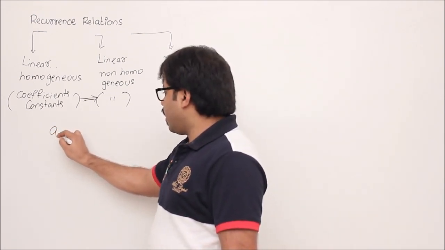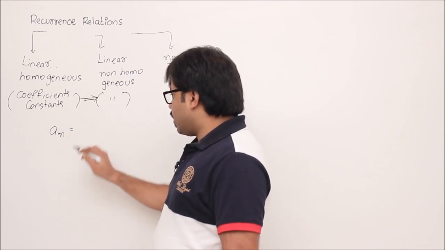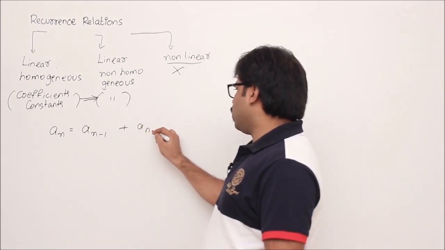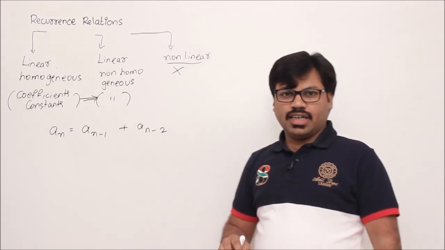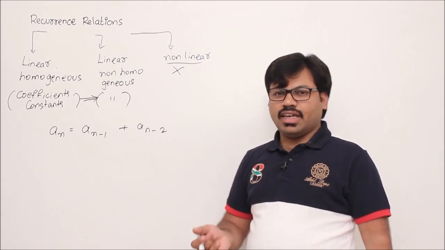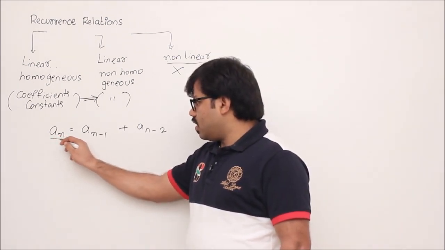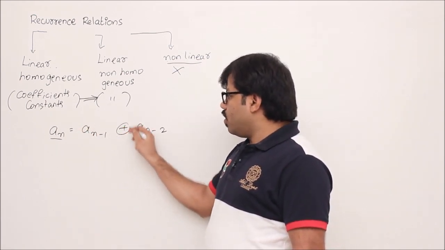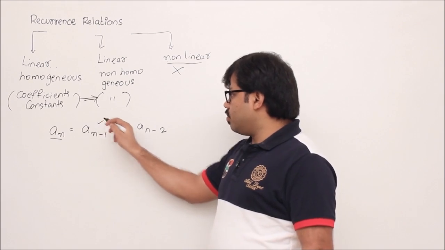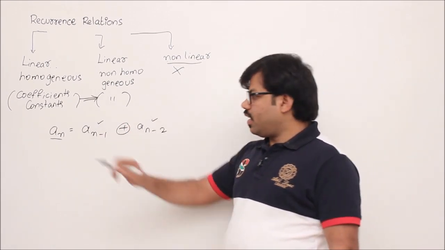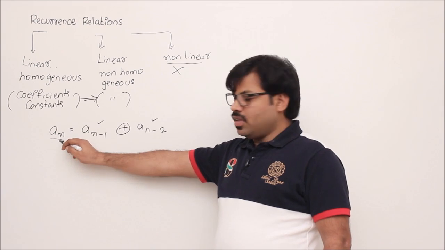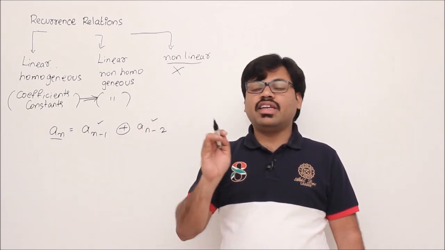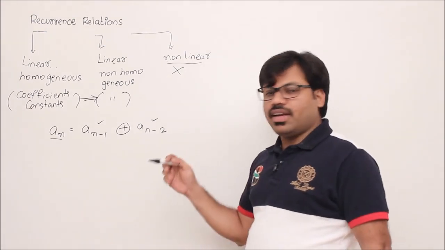An example of a linear recurrence relation is like this: an equal to something like an minus 1 plus an minus 2. This is an example of a linear recurrence relation. So how to check, sir, whether it is linear or not? Simple. When you have a recurrence term, the nth term, and that nth term is written as a sum of previous terms, like some previous term, another previous term, then that is called a linear recurrence relation.